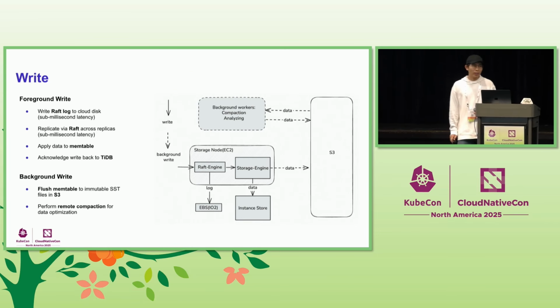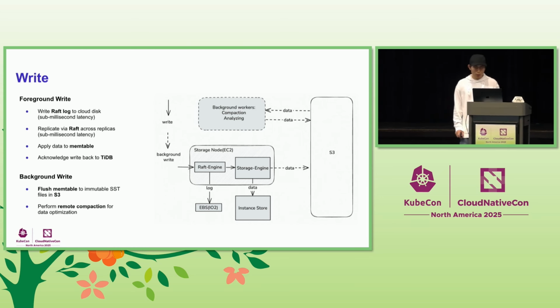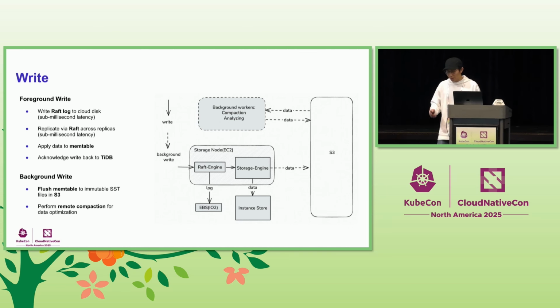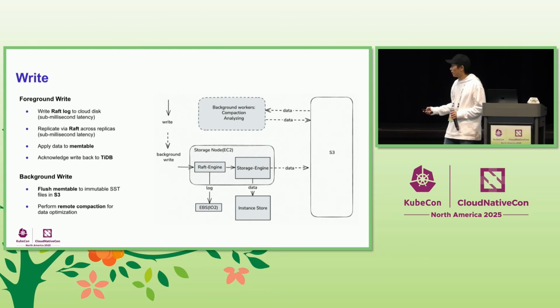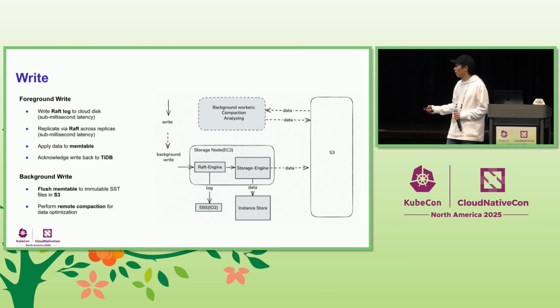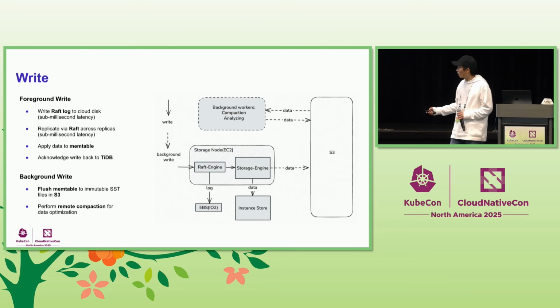So let's analyze the read and write paths to see what we have achieved. And remember our principle, we need to involve S3 only with the background operations. So from the write perspective, we separate the foreground write and the background write. When the request is coming, first we need to write it to our raft engine, which is a storage engine to store the raft log. You can think about it as a transaction log or redo log in other database systems. And this is attached to a cloud disk. And the storage layer, we have the instance store.